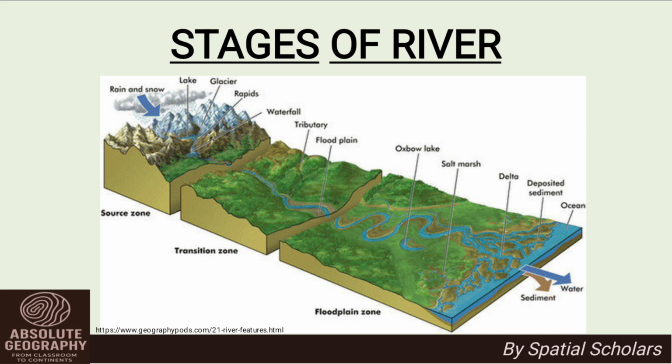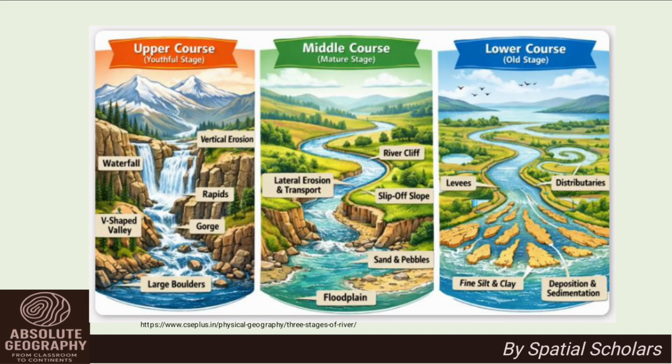For example, in youth stage, V-shaped valleys, gorges, and waterfalls are common. In middle or mature stage, tributaries join the river and meanders and floodplains can be seen. And in the last stage, that is old age or lower course, deltas, distributaries, and oxbow lakes are seen. Understanding the stage helps us interpret the landform correctly.